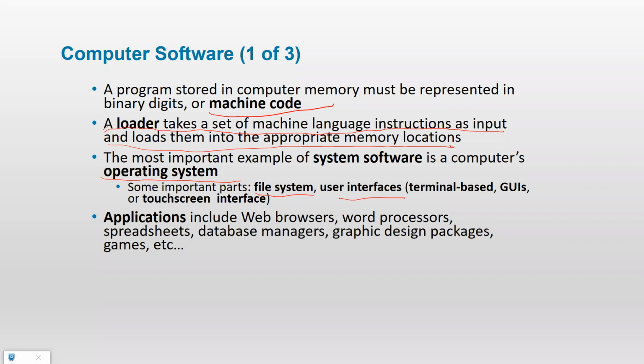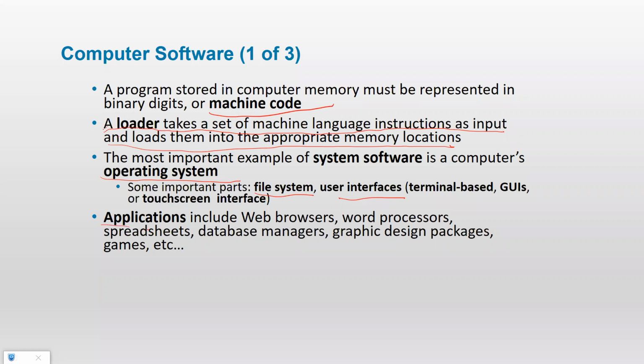Some important parts of the operating system are the file system and the user interface. It manages your file system. It manages how you interact with the computer. It provides you with a user interface. Otherwise, how do you give the computer instructions without an interface? So that is the function of an operating system.